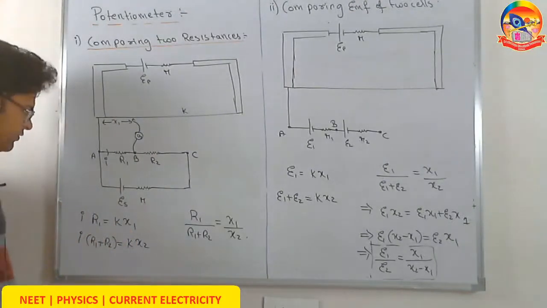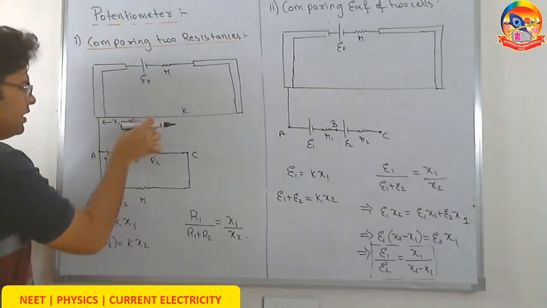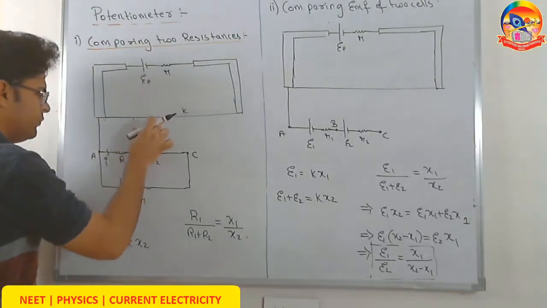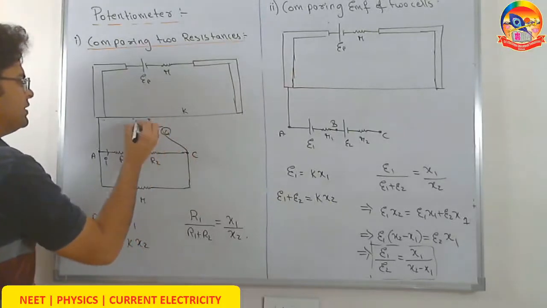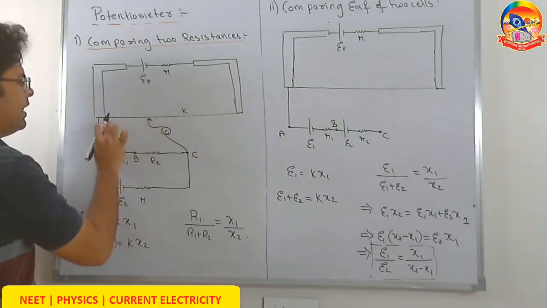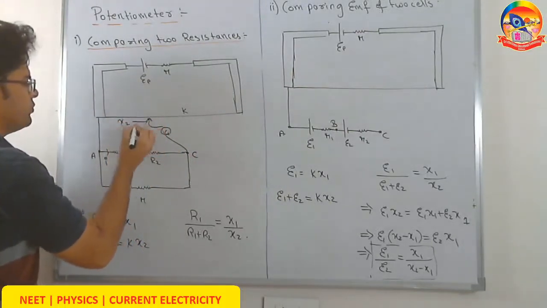This is your first equation. Once you have found x1, then you disconnect the galvanometer, connect it to point C, and again find a new balance length. Now let's say this time the balance length comes out to be x2.